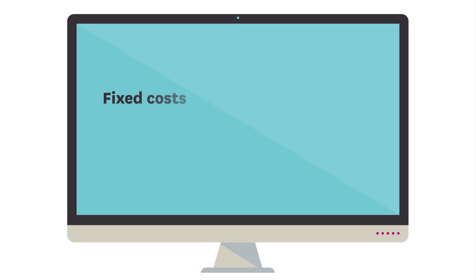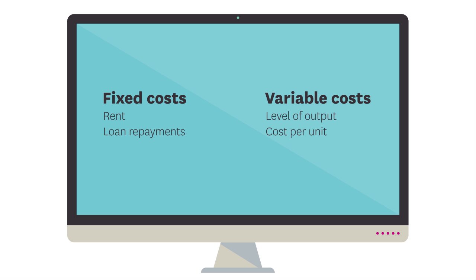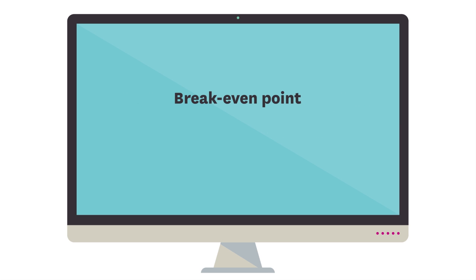Businesses will have a combination of fixed costs and variable costs. Fixed costs include rent and loan repayments and must be paid even if there are no sales. Variable costs are related to the level of output and the cost per unit, with a higher level of output leading to higher variable costs. In order to keep the business afloat, firms must make enough sales and revenue to cover both their fixed and variable costs. The correlation between the level of output and the volume of sales is called the break-even point.